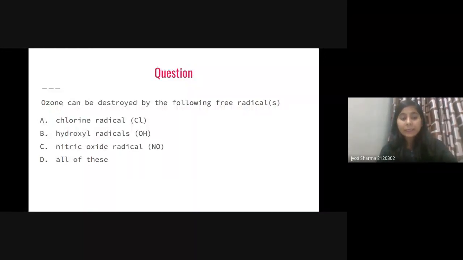Answer should be D, because this is not just the chlorine, but if there is the hydroxyl radical or the nitric oxide radical, you have to study more about how these different free radicals can lead to the depletion of the ozone. So D is the right answer.